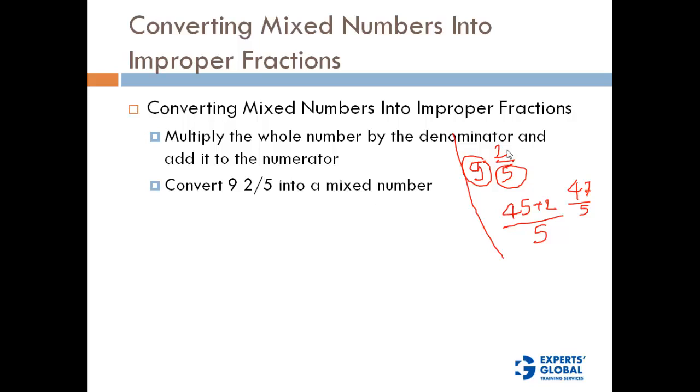So convert 9 2 by 5 into an improper fraction. 9 into 5 is 45. 45 plus 2 is equal to 47. So we are talking about 47 by 5.